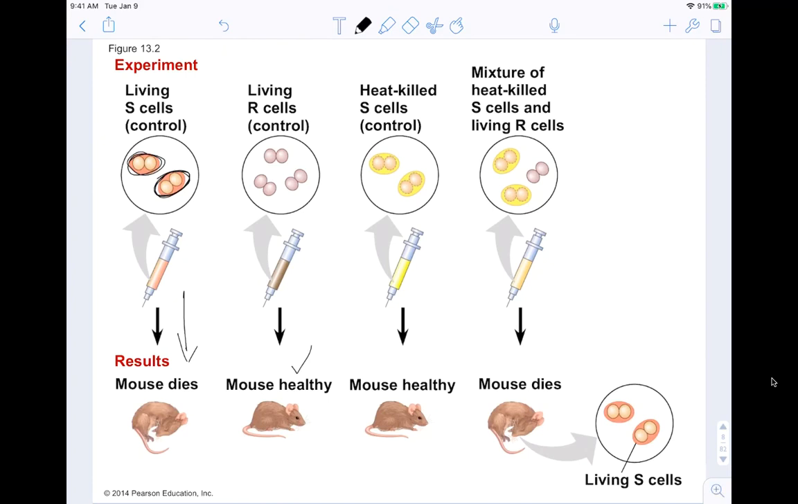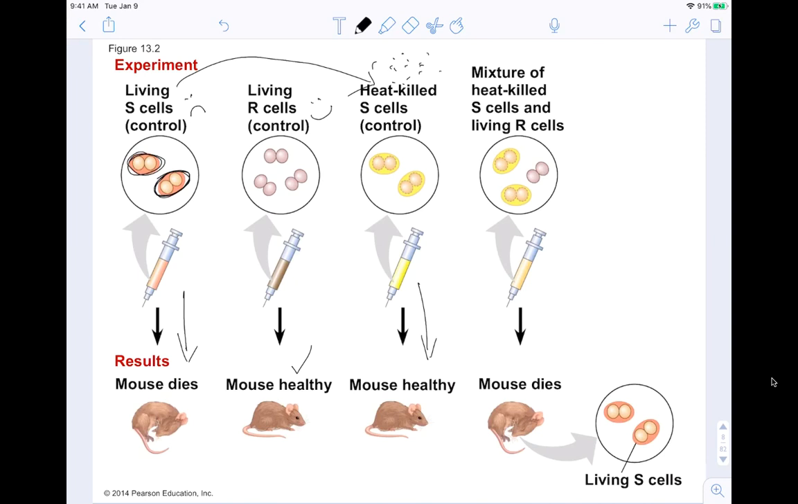Okay. So we have the S one is bad. Okay. This one kills the mouse. This one is totally okay. All right. The heat killed S cells. When you take these cells and you heat them up and you destroy them, you break them open, so all of their little materials are floating around and you inject that into a mouse, the mouse is fine.